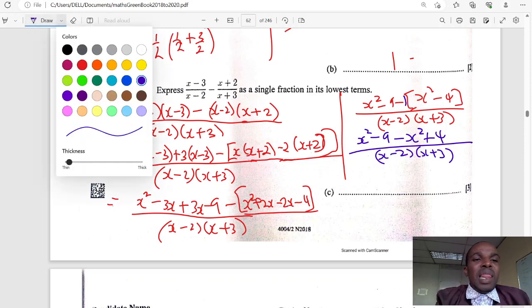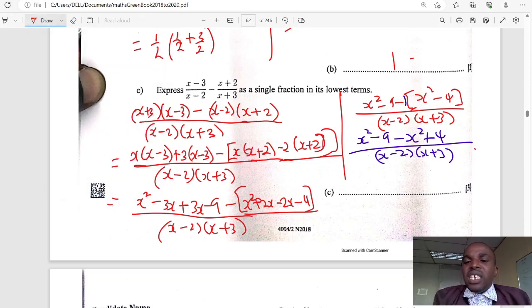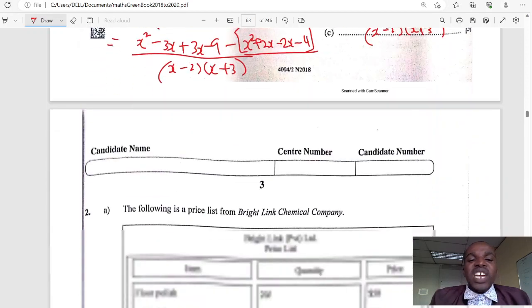Like this. Then you simplify the numerator. It will be x squared minus x squared is 0. Then minus 9 plus 4 is minus 5, over x minus 2, then x plus 3. Then you can say done. So this will be your final answer, done.